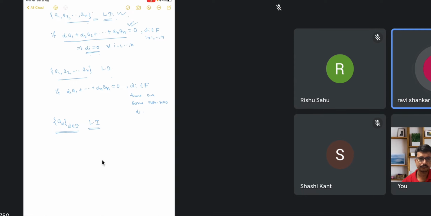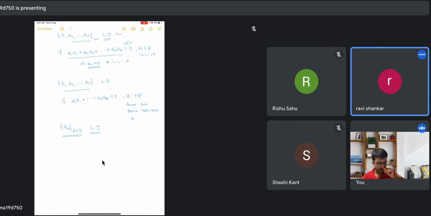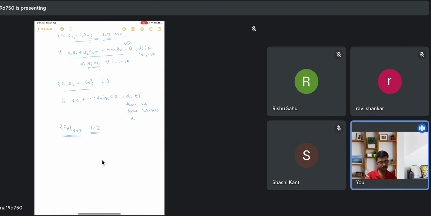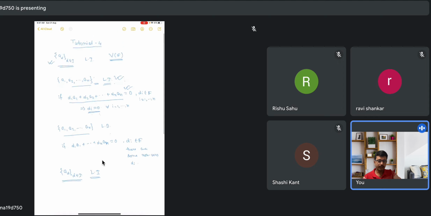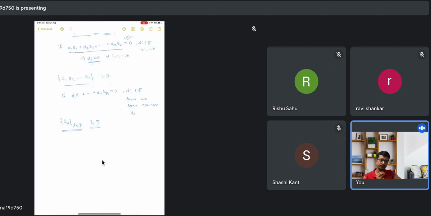Sir, all alpha I will be 0? No, please at first tell me what should be the expression. After that, tell whether all alpha are 0 or not. Here we are talking about the finite case. Right now we are talking about the infinite collection of elements.